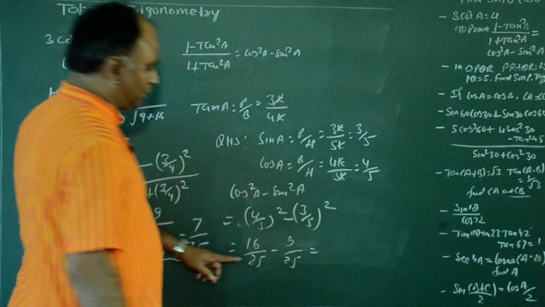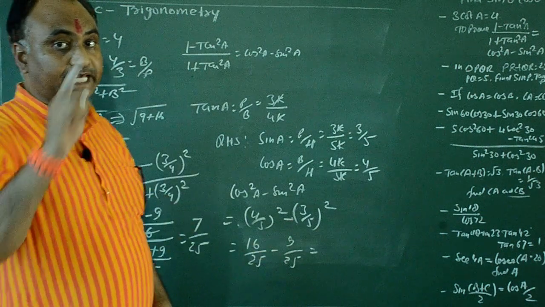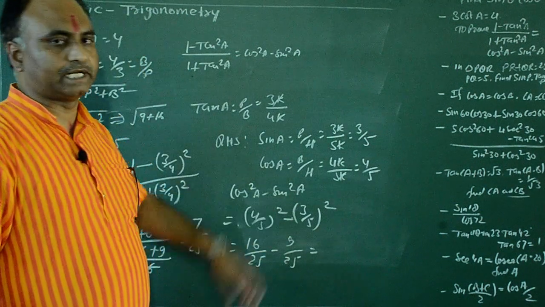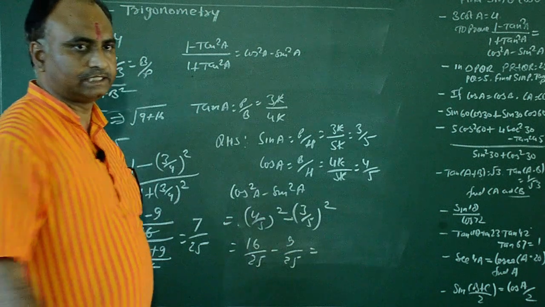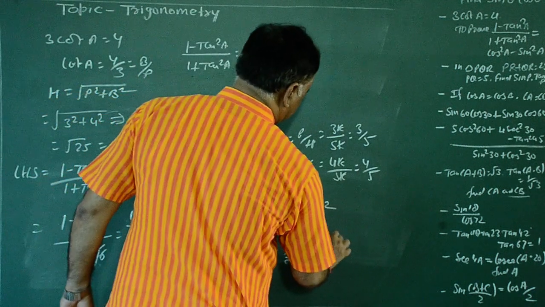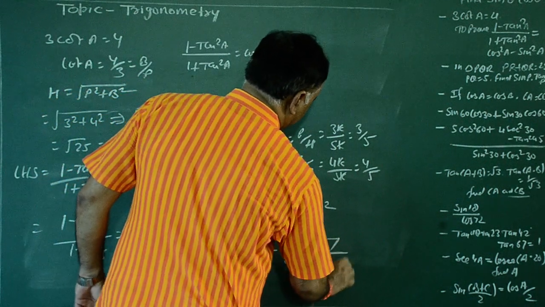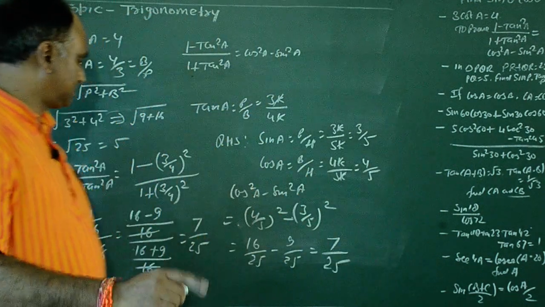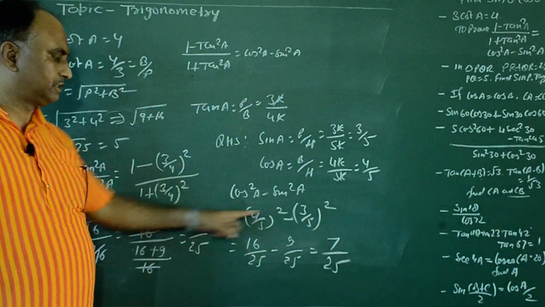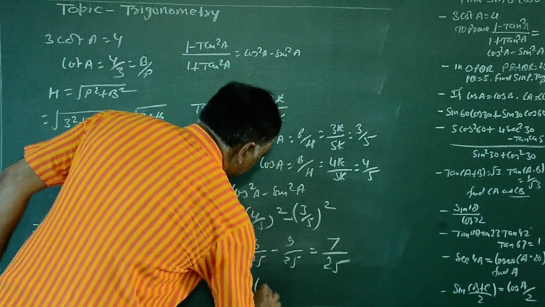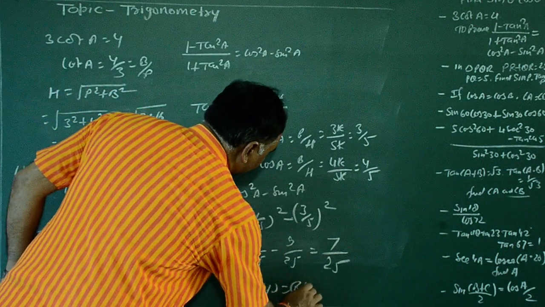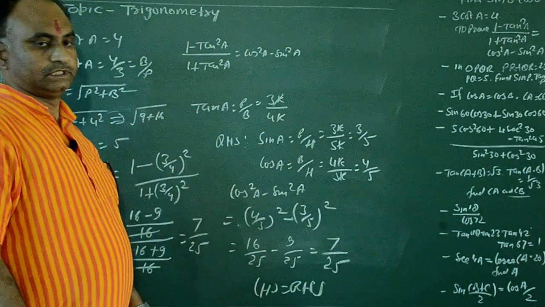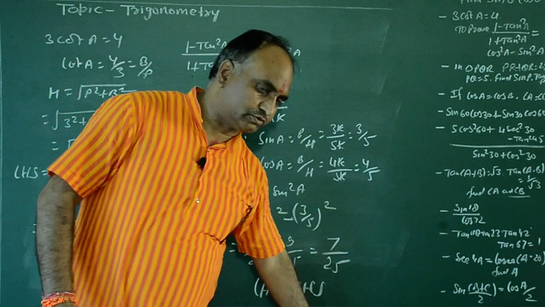Since the denominator of both numbers is the same, you can directly subtract the numbers without taking the LCM. Okay, 16 minus 9, you have got 7, and upon 25. Thus you have got LHS equal to RHS. Thus you have solved this question.